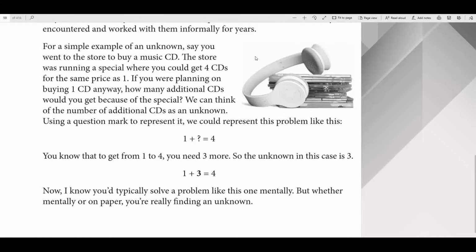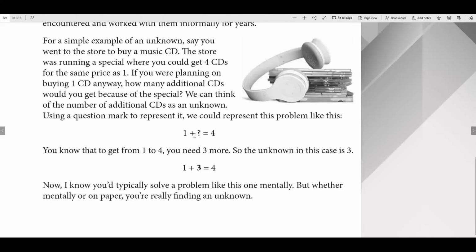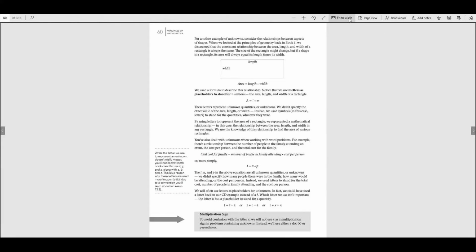We can think of the number of additional CDs as an unknown. So you could use a question mark to represent it. So this would be your equation. 1 plus how many more would be my 4? Well, you know to get from 1 to 4 you need 3. So the unknown in this case is 3. Now, that kind of thing, of course, you wouldn't even think about as being a mathematical equation. You'd just simply know it. But it's showing you what an unknown is. Okay? All right, let's look at the next page.